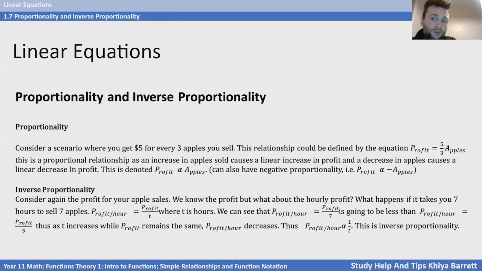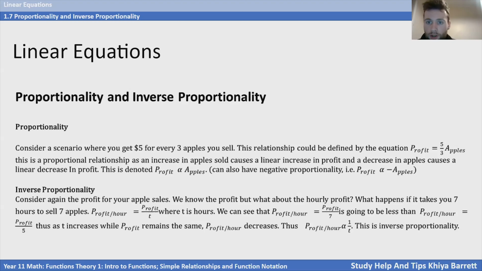But what negative proportionality means is that an increase in sales means a proportional decrease. So increase, decrease. This would be like if you were being paid not to sell apples. So if you sell an extra apple, you will be paid less. That is negative proportionality.